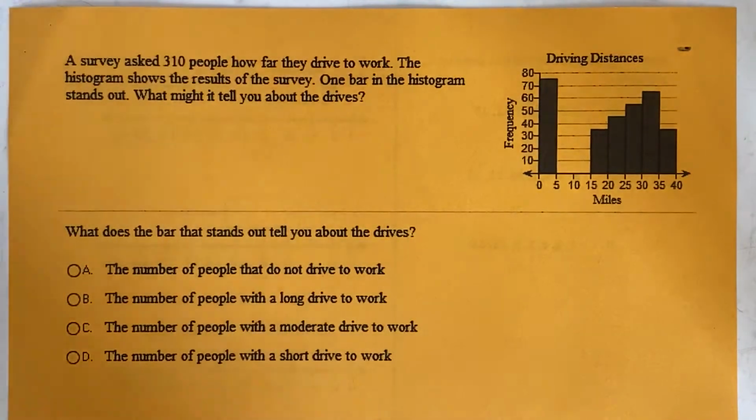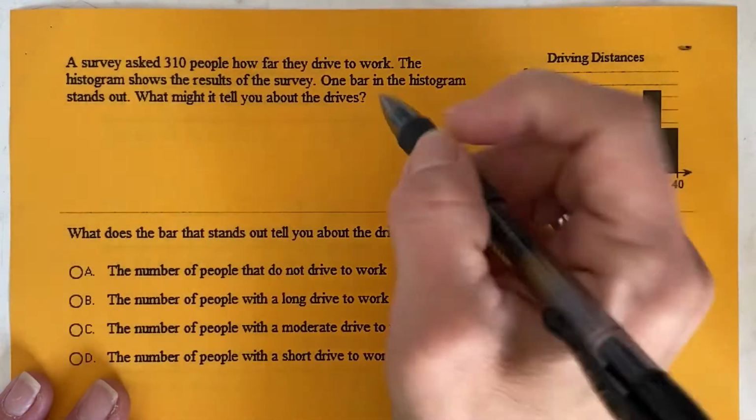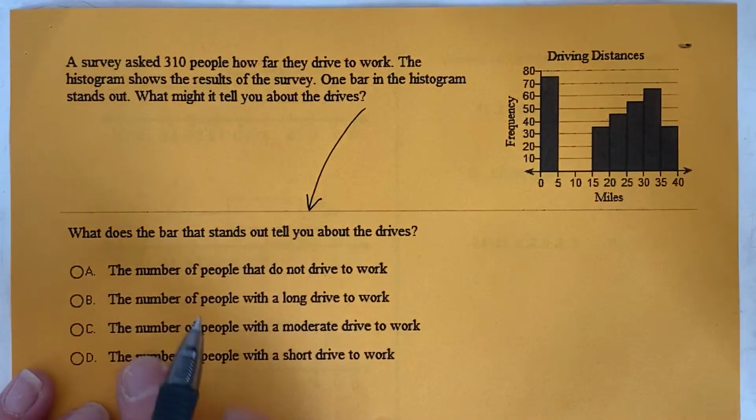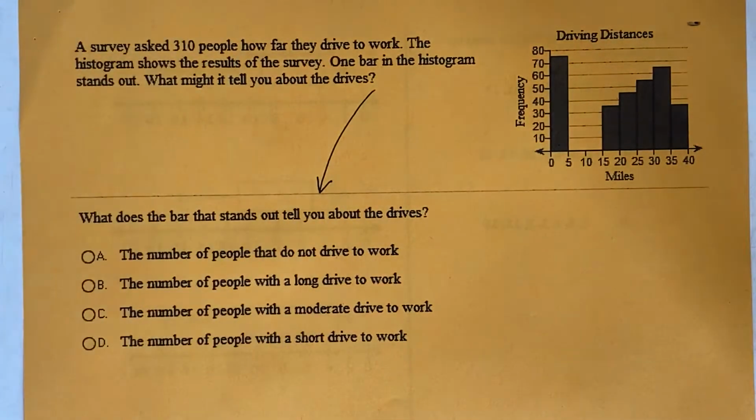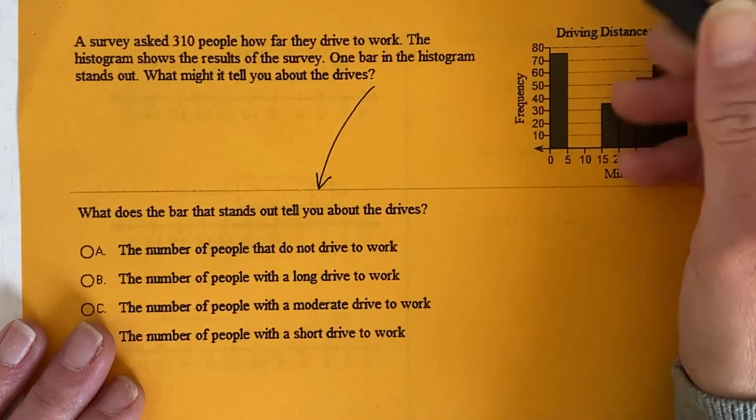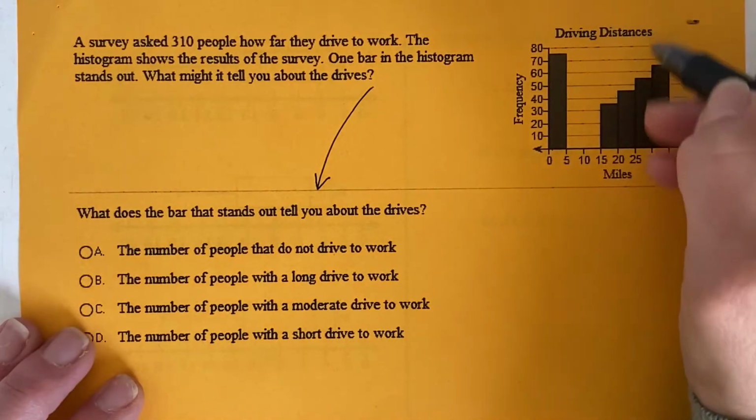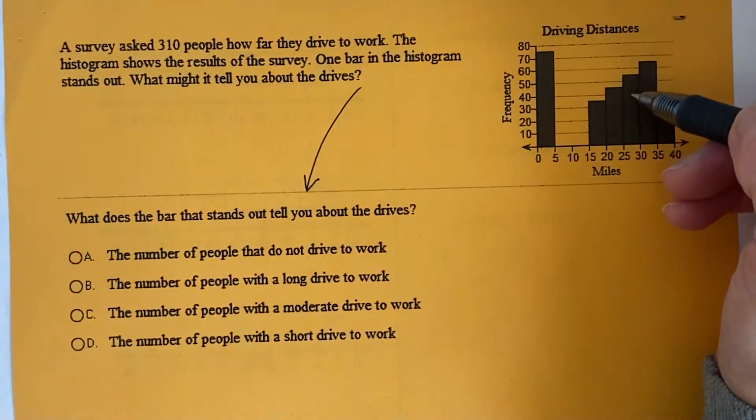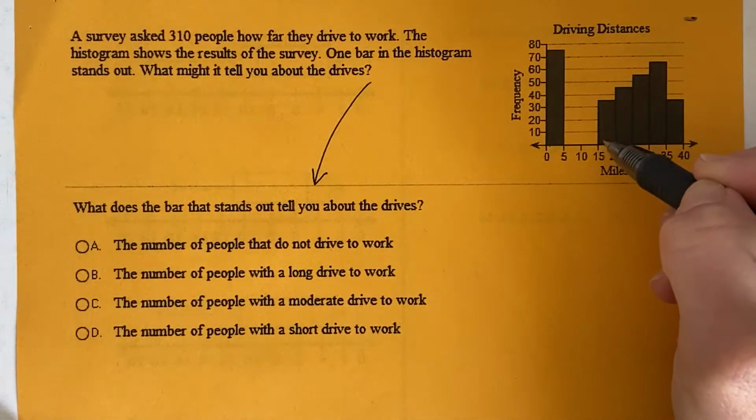It says, what might it tell you about the drives? Something that might have thrown some of us off a little is trying to identify kinds of things we might want to say about that. But really this question just wanted us to pop down here and answer this multiple choice question, because it is dealing with this bar. If you did write some things down here, you might have said the tallest bar represents the people who have the shortest drive. You might have said the tallest bar is separated from the rest of the data. You might have said nobody drives between 5 and up to 15 miles to work.